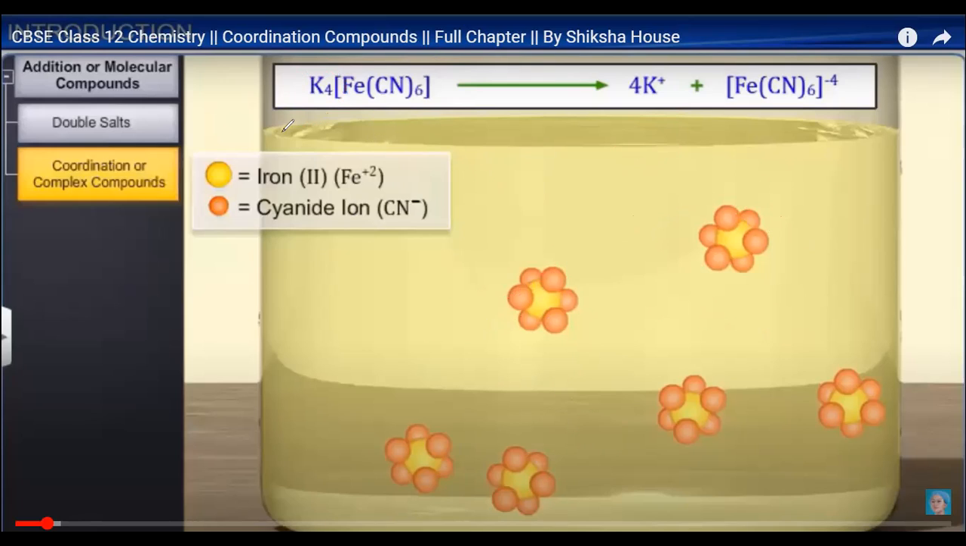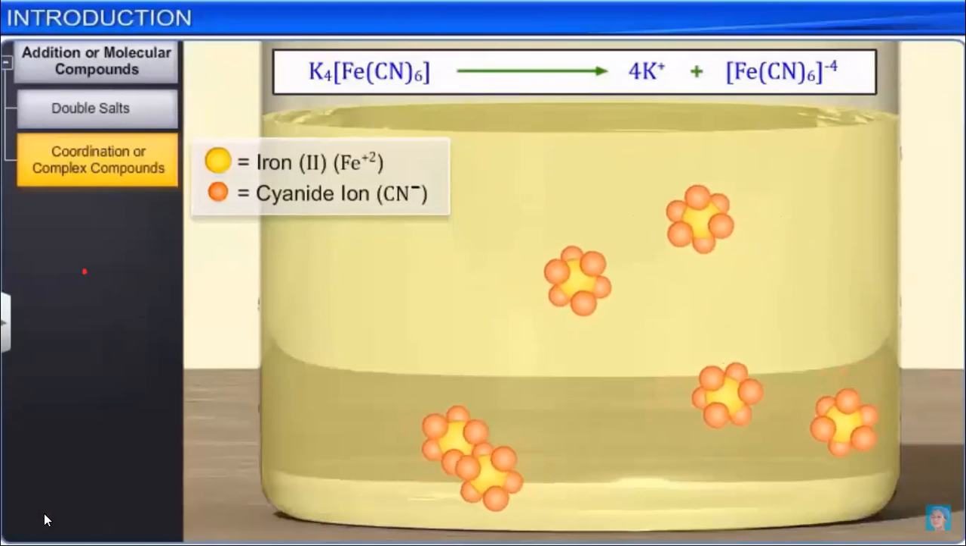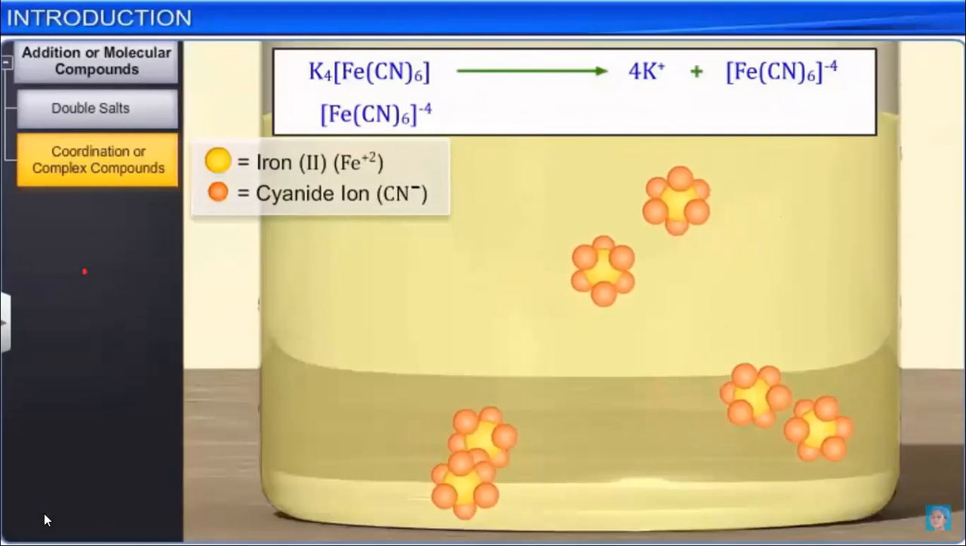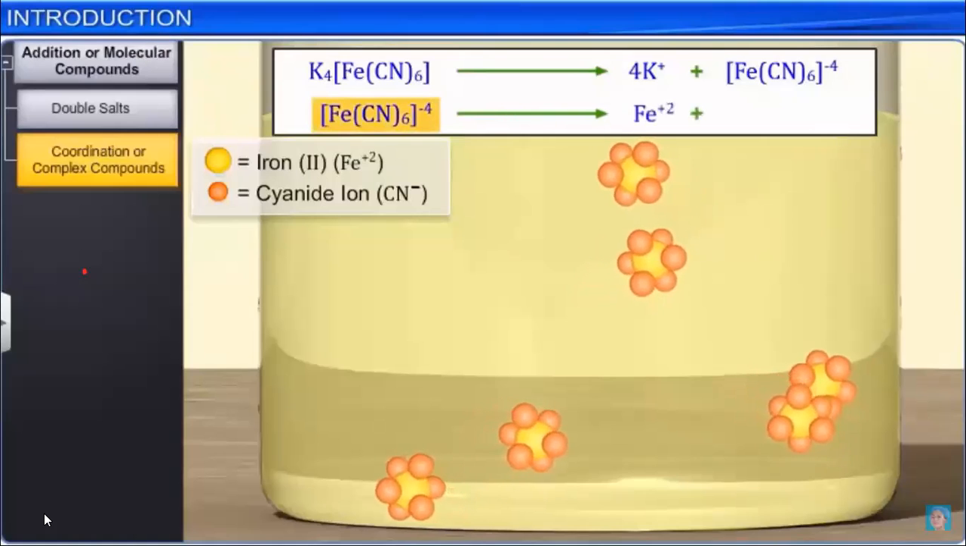Now let us see here. Other familiar examples for nickel, copper, and silver are shown here.